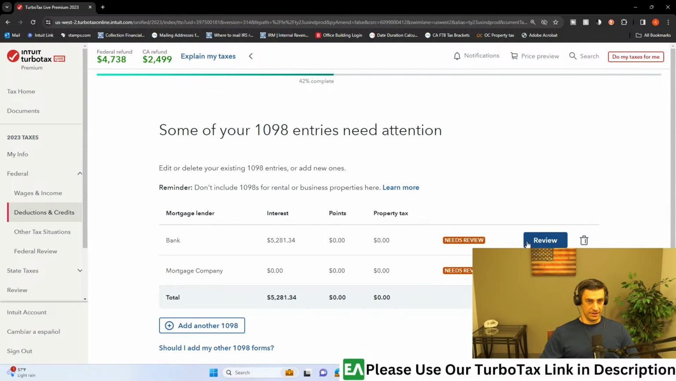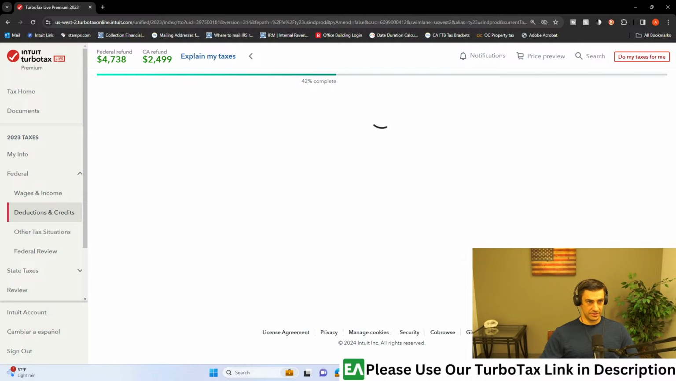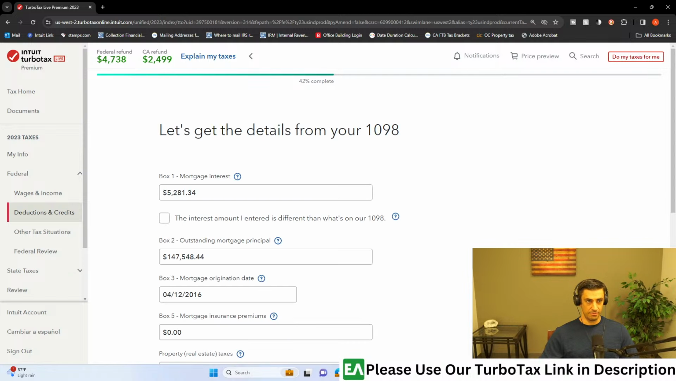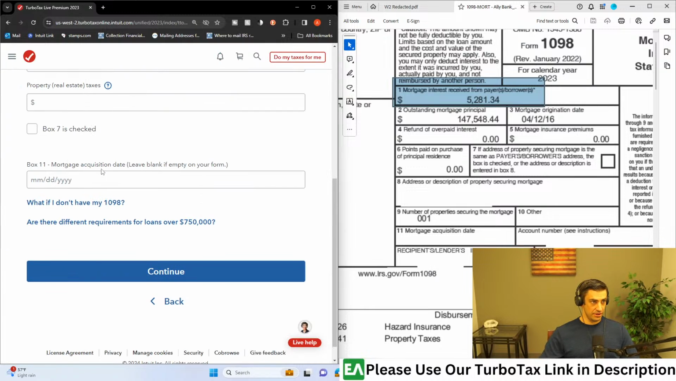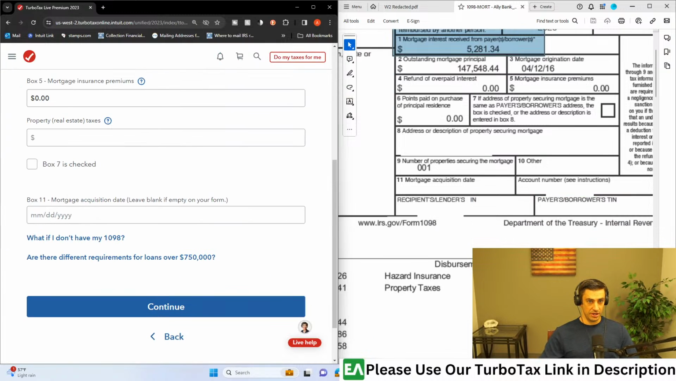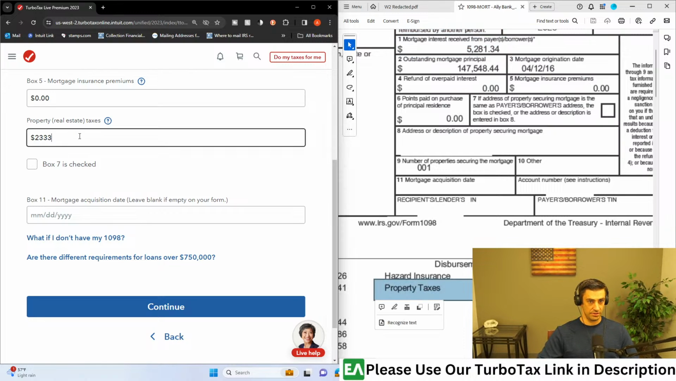Add edit. Here we go. Needs review. I guess this is what happens when you mess up like that. You got to go back through all these things. Okay, now here we go. Right, this is where I left off at. Right, it didn't put in the property taxes, but we know we paid property taxes, right? So we'll just enter that in here, 2333.